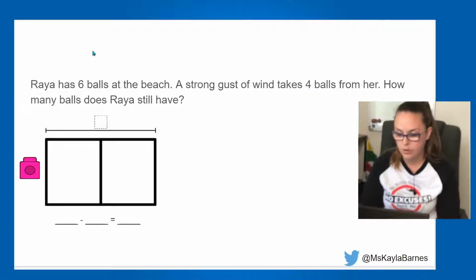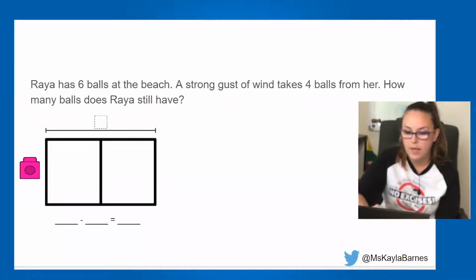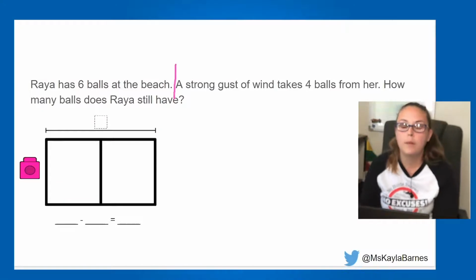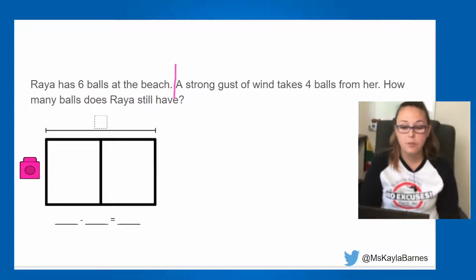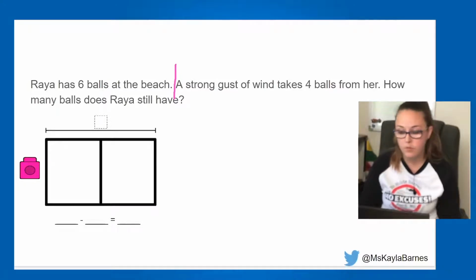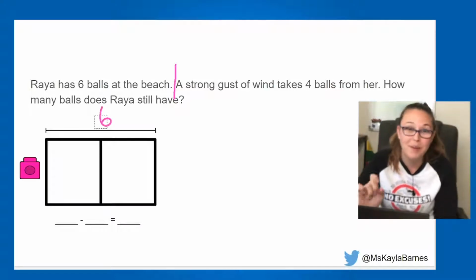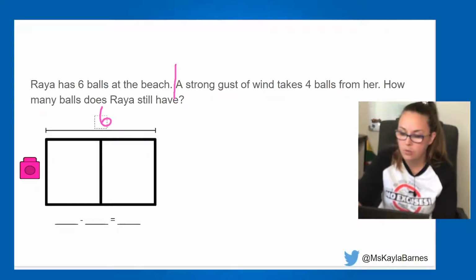So I'm going to go back and we're just going to read that again, stopping so that we can model. So Rhea has 6 balls at the beach, and we're going to stop there. What number does 6 represent? Does it represent a part, or does it represent the whole? Good job. So we're going to put 6 at the top of our part whole map. And again, I know mine doesn't fit, but I bet you got yours too. The next sentence says, a strong gust of wind takes 4 balls from her.